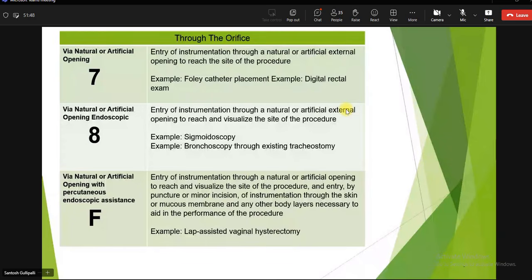So this is entry of instrumentation through a natural or artificial external opening to reach the site of the procedure. Like Foley catheter placement. Where is a Foley catheter inserted? Into the bladder. In males, it is inserted through the penis, the same opening from which urine comes out. So that is via natural or artificial opening.